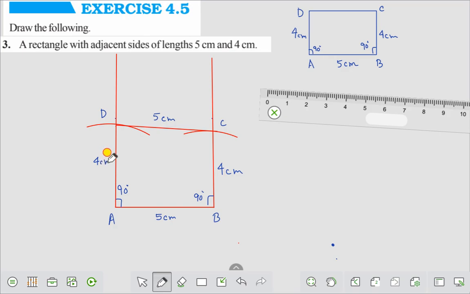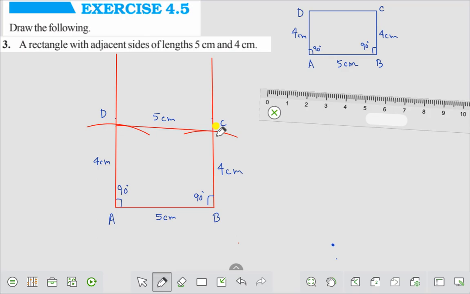Once again we are repeating how we have made. First draw AB of line 5 centimeter. At angle A make 90 degree with the help of protractor. At point B make 90 degree with the help of protractor. And with an arc of 4 centimeter, the pointer should be at point A and cut 4 centimeter. And at point B, the pointer should be at point B and cut 4 centimeter and join DC.